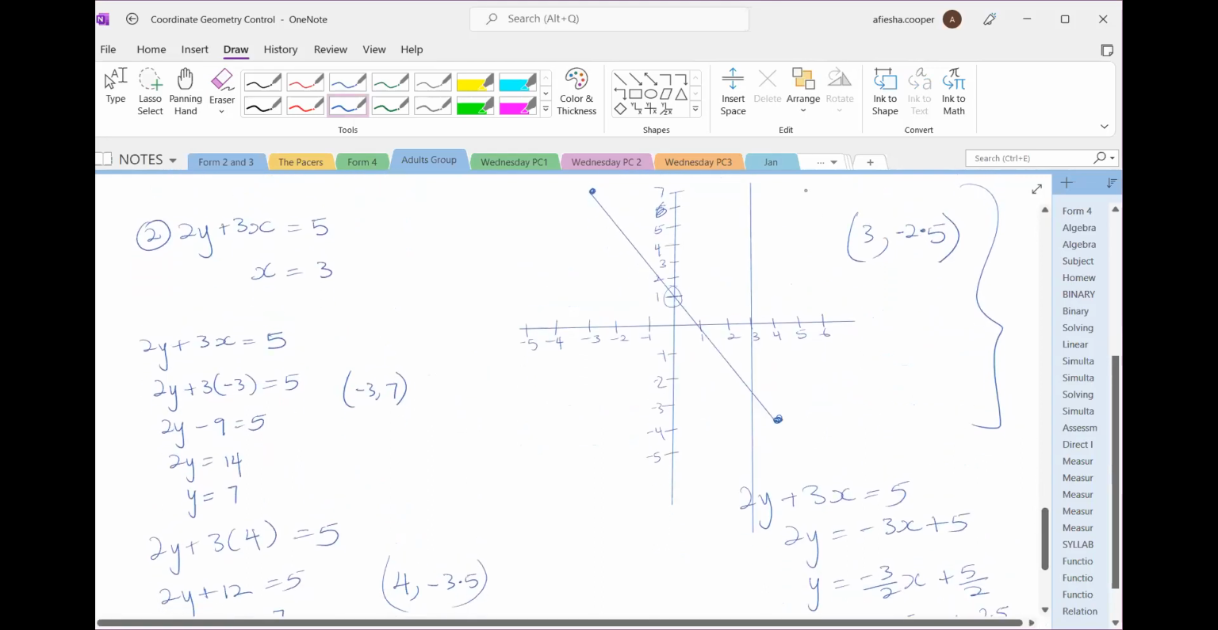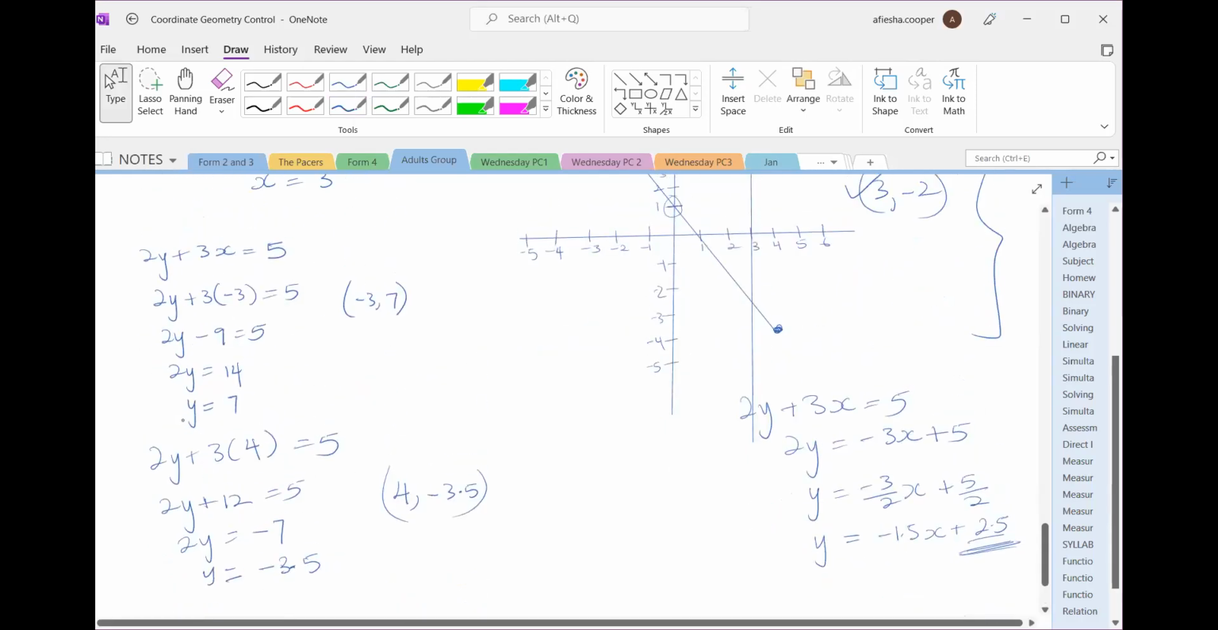Yeah. So the actual answer for the point of intersection is 3, -2. But because my graph scale is off, I have it a little off as well. You're following me, right? Yes, please.